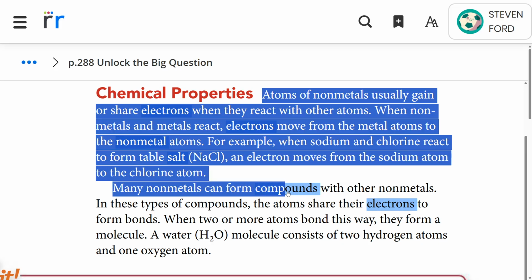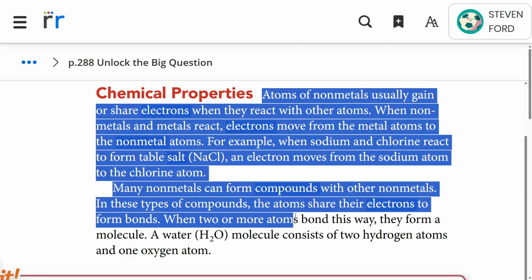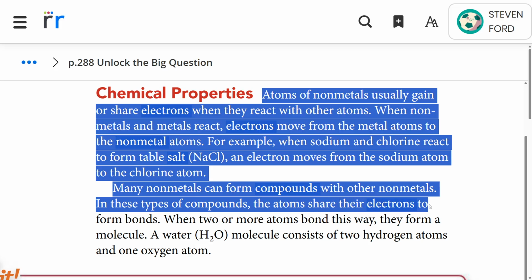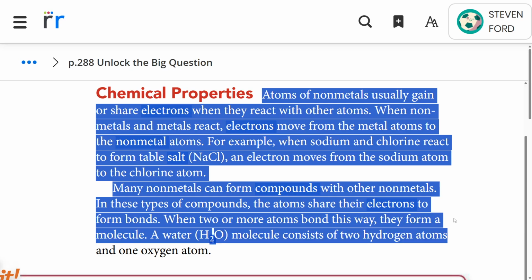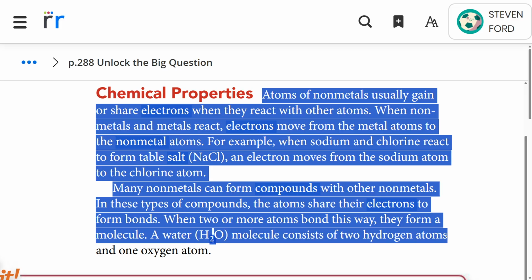Many nonmetals can form compounds with other nonmetals. In these types of compounds, the atoms share their electrons to form bonds. When two or more atoms bond in this way, they form a molecule. A water (H2O) molecule consists of two hydrogen atoms and one oxygen atom.